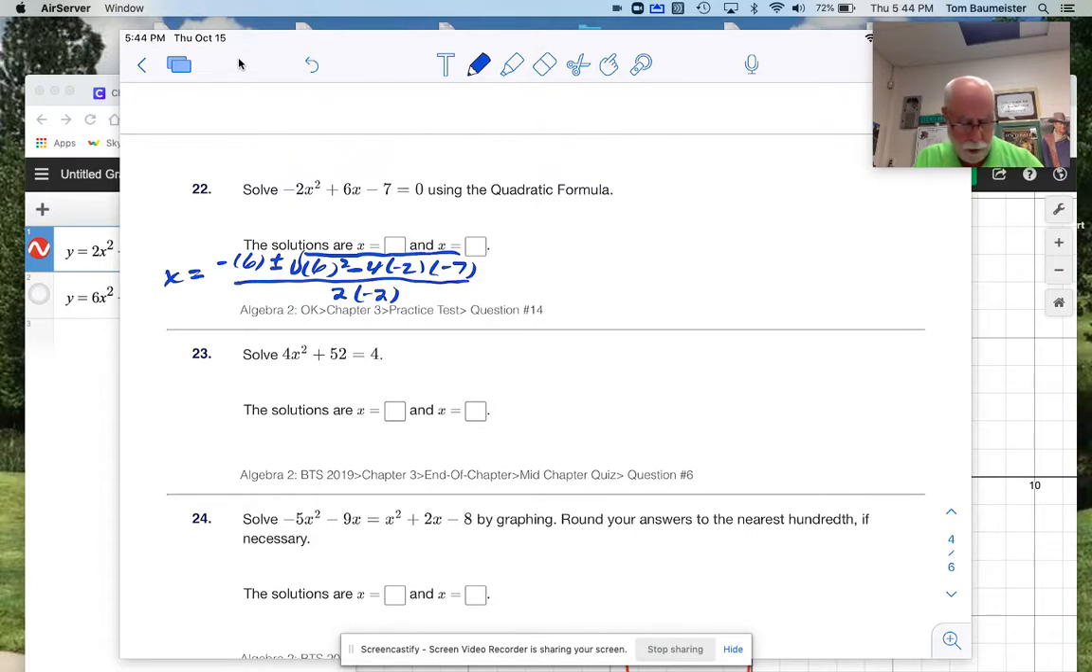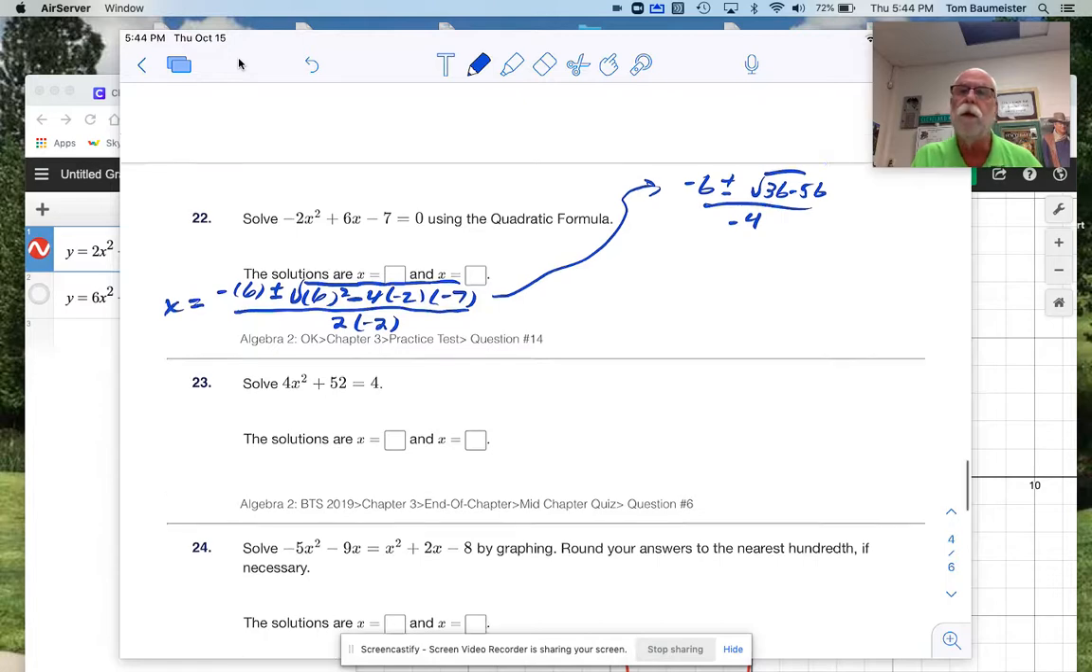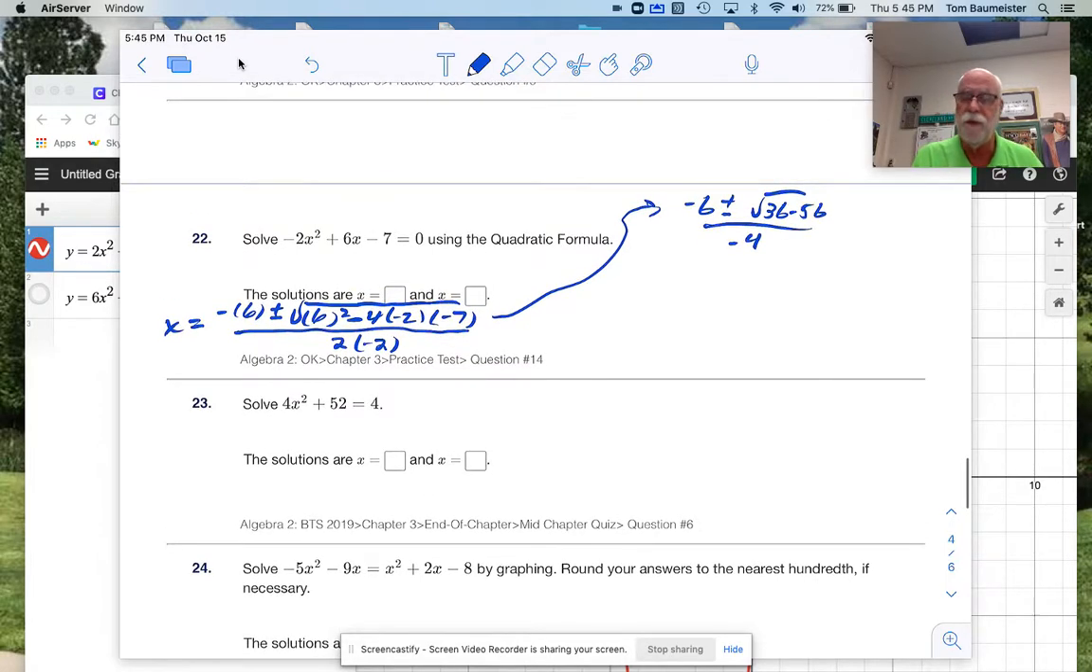All right. Now I'm going to take this up here just so I have some room. You'll see why here in a second. So if I do that, I'll get negative 6 plus or minus. Again, we could have done the discriminant first and seen that we're going to have 2 imaginary solutions because I have 36 minus 56. Again, that is going to be all over negative 4. All right, so let me see. I'm going to have to move that down a little because my face will get in the way.